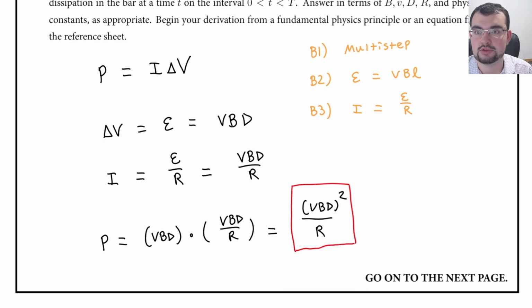And that counts. Using a power formula that uses Ohm's law counts as well. So if you used power equals EMF squared over R, that actually gets you B3 because that's applying Ohm's law. And then B4 is the answer. So pretty easy to pick up some points here.